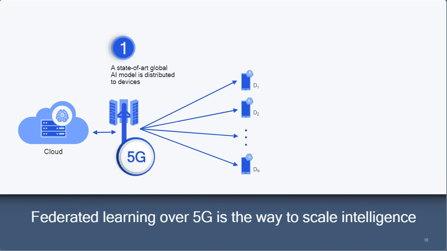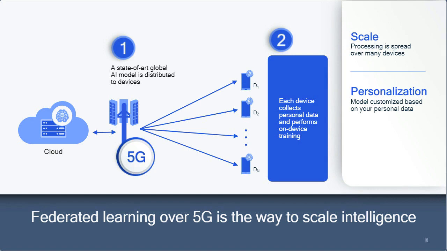So let me walk you through this. We start, of course, as we did before. We have a pre-trained model of state-of-the-art, and then it gets deployed to multiple devices that are capable of collecting data and also doing on-device training. So the benefit here is that we can scale. The processing can be spread over many devices. We can personalize because now we're reflecting the data that's on each device more accurately. And then we can also preserve privacy because the raw data is able to stay on the device as we do this training framework.